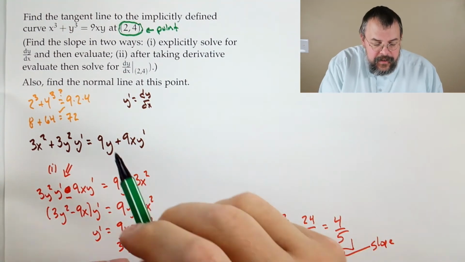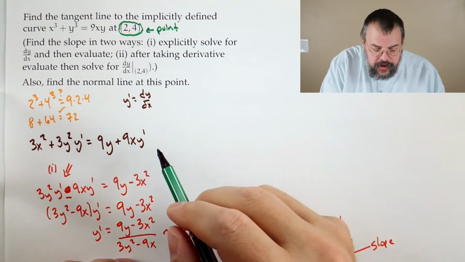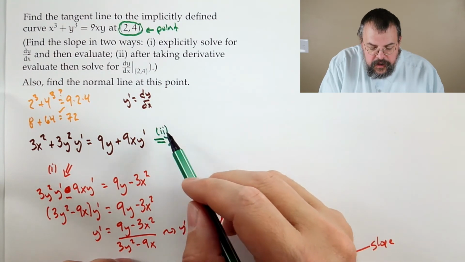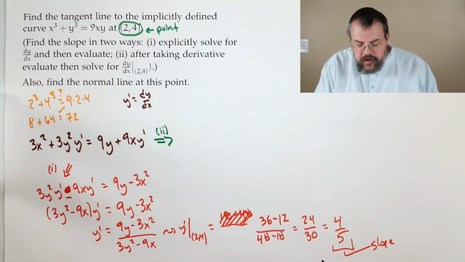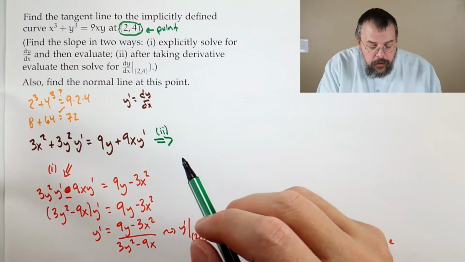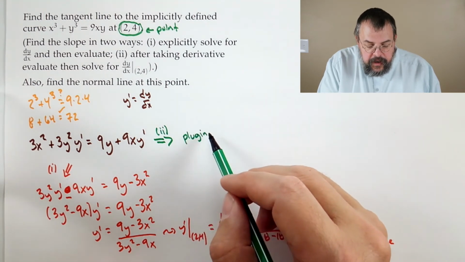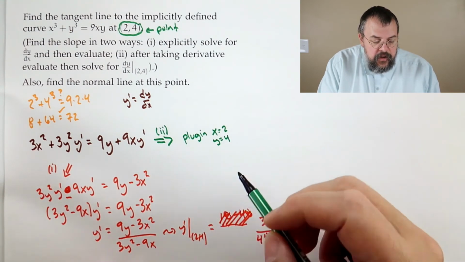All right, and in the second way, what are we going to do? Well, we took our derivative, so now, instead of rearranging first and then plugging numbers in, we're going to plug in numbers and then rearrange. So we now plug in x equals 2, y equals 4, because that's our point. So what do we have?